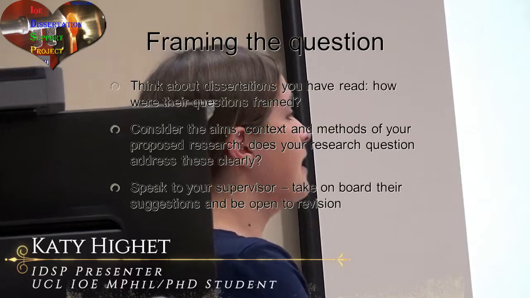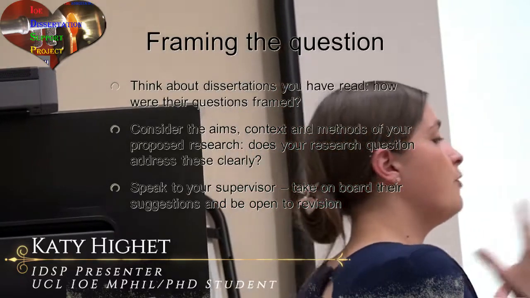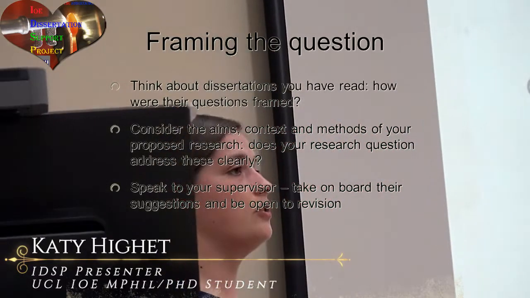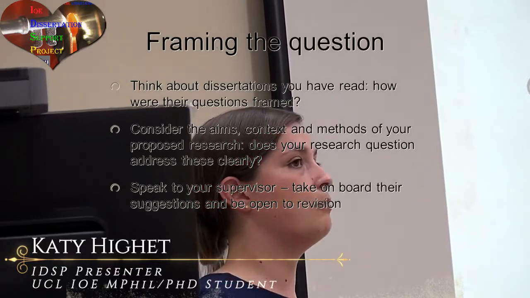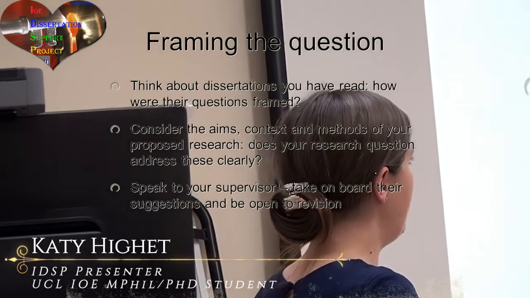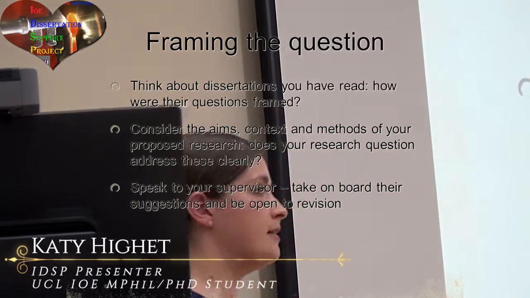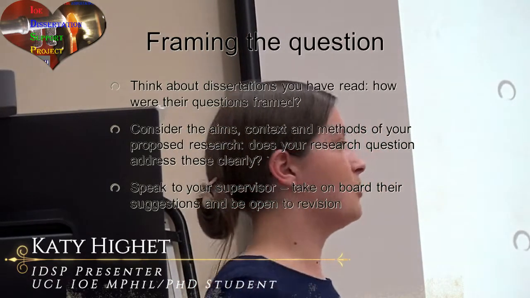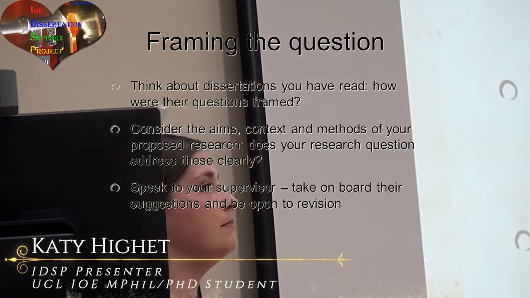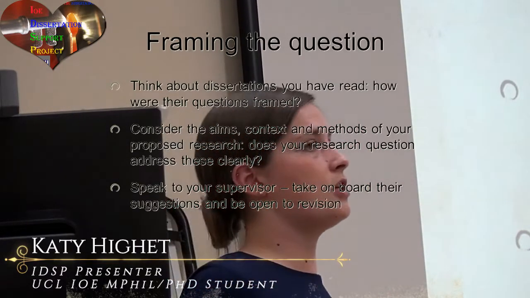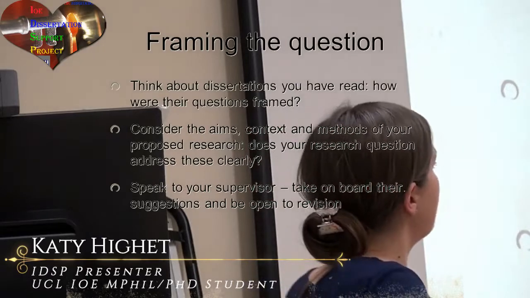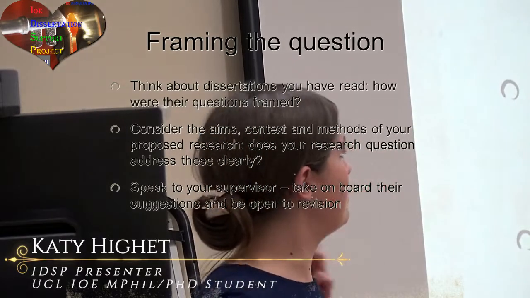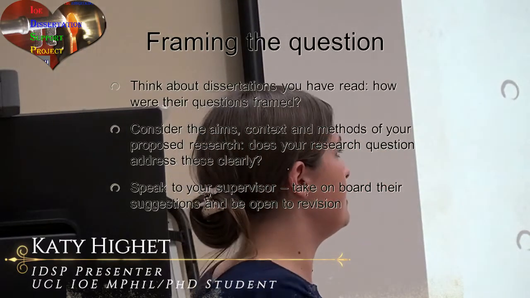A few things to think about when you've got your idea, you've got your general direction, you're now trying to formulate it into a workable research question. Think about dissertations you have read, because you will have read some by that point. How were their questions framed? Look at how people are putting into words their research ideas. Consider the aims, the context, and methods of your proposed research.